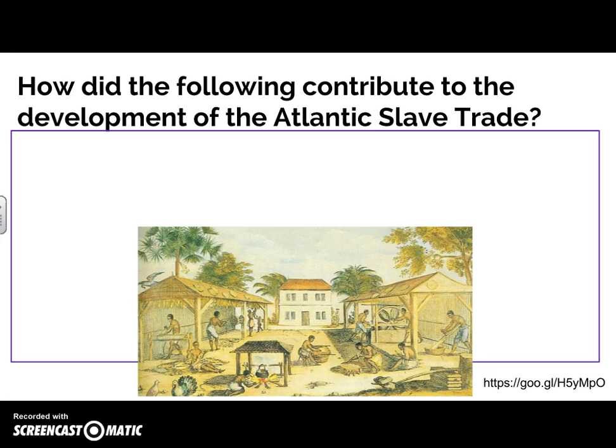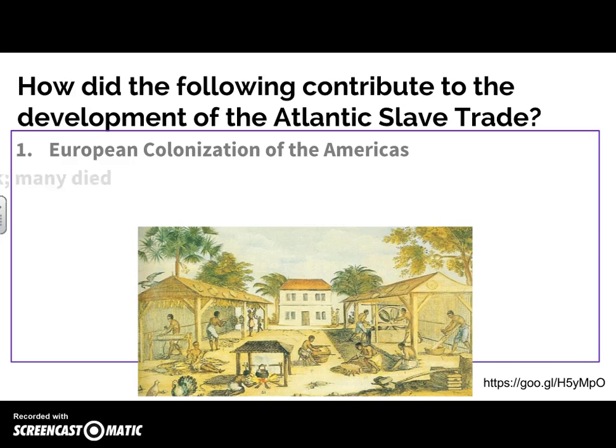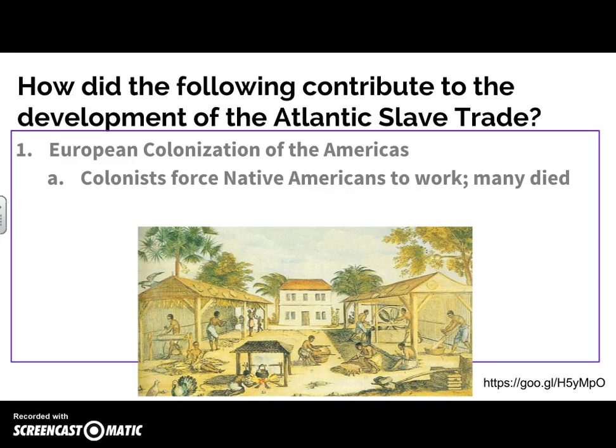So the first question says, how did the following contribute to the development of the Atlantic slave trade? And the first thing we're going to look at here, number one, is European colonization of the Americas. And so when the Europeans colonized the Americas, a lot of times they were looking for cheap labor. And at first, especially in certain areas, they forced Native Americans to work for them, a lot of times mining gold or working on plantations or sugar plantations.